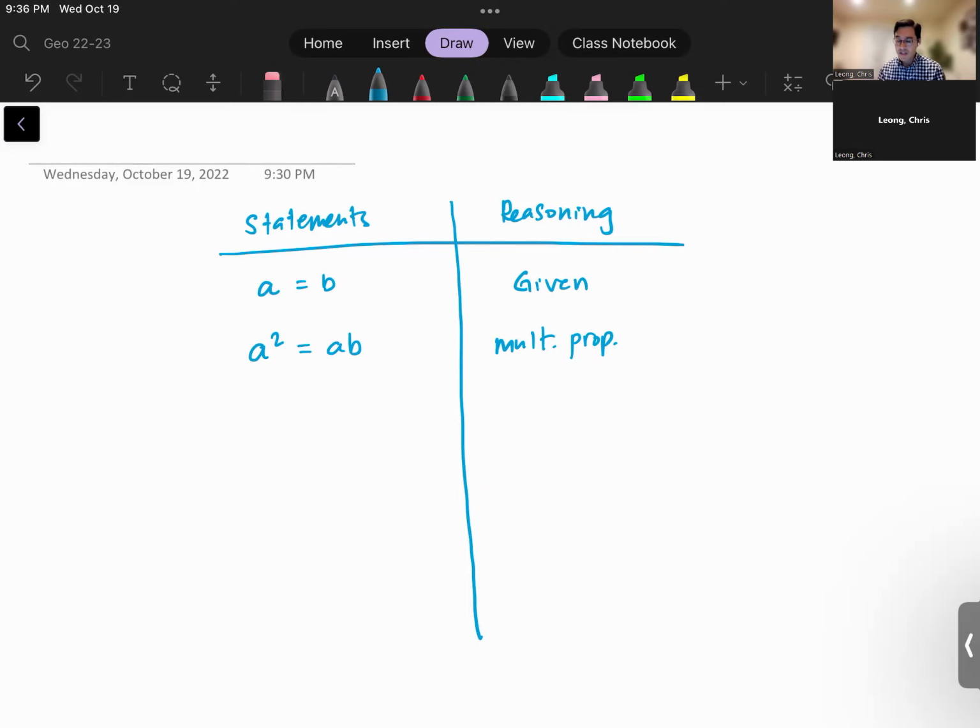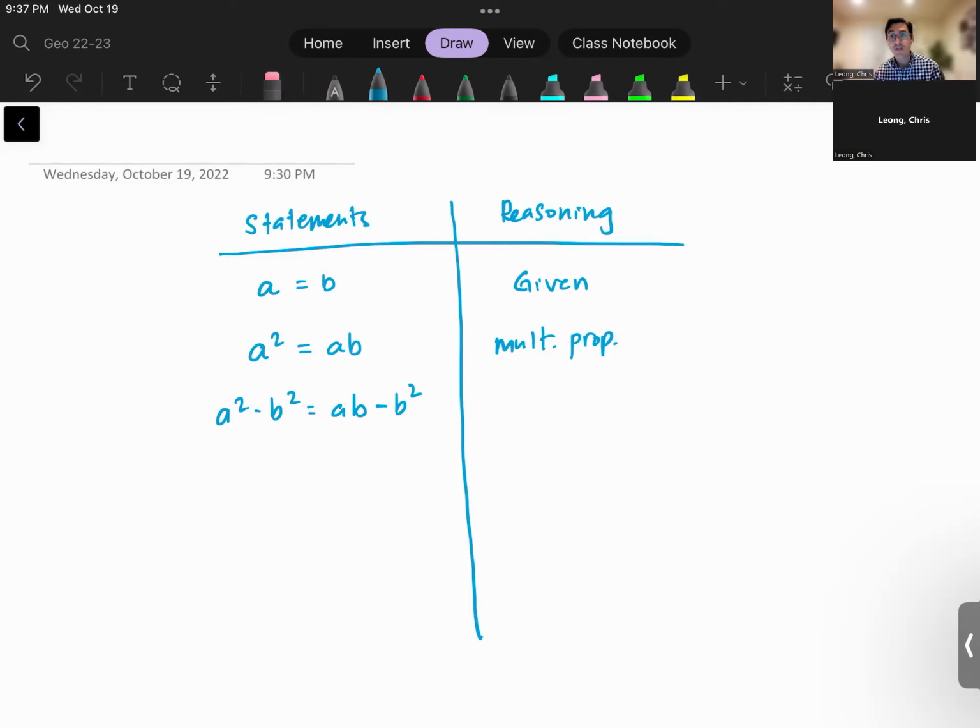The next thing I'm going to do, again, I'll show my work but then I'll erase it, is subtract B squared on both sides. And so the result of that is going to be our third statement: A squared minus B squared is equal to AB minus B squared. Again, I'm going to erase the work I put in red, but you saw what I did. I subtracted the same amount from both sides.